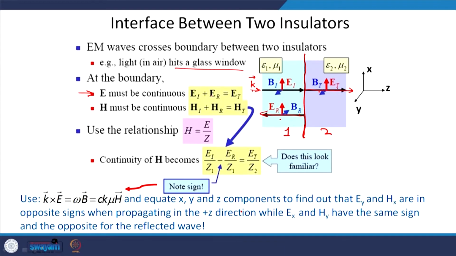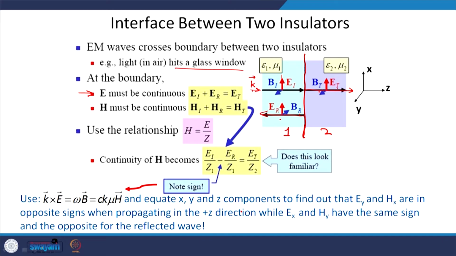So, the boundary conditions are that E must be continuous, that is, EI plus ER is equal to ET, because this is a parallel component. You see this is along the interface, so it must be continuous. So, the electric field on this side and the electric field on this side should be continuous. H must be continuous because there are no surface currents. So, this is also continuous.